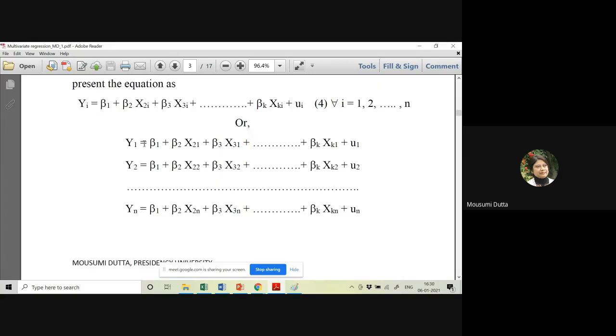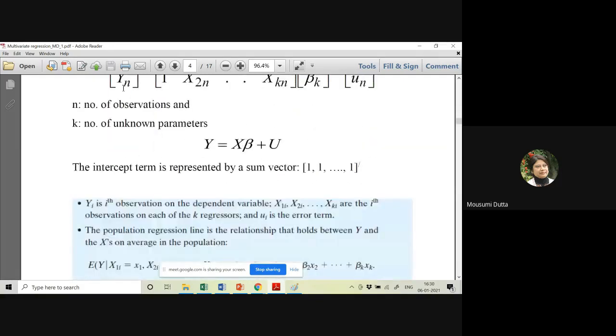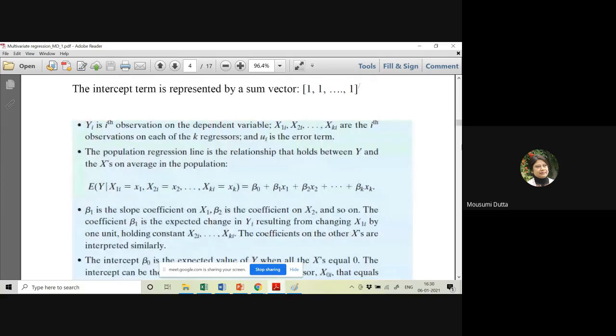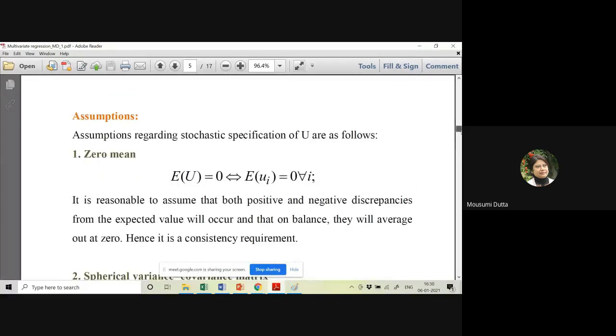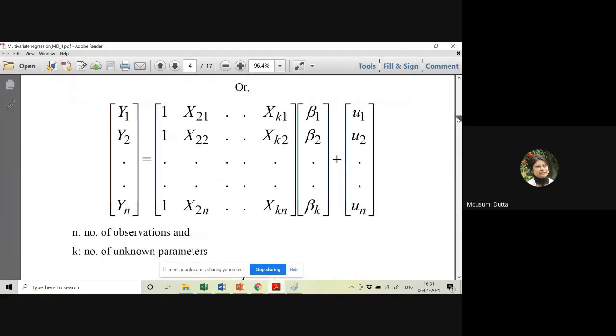Okay. Does anyone have any question regarding the modeling part? Any problem understanding the vectors and matrices in the model building part? No, ma'am.